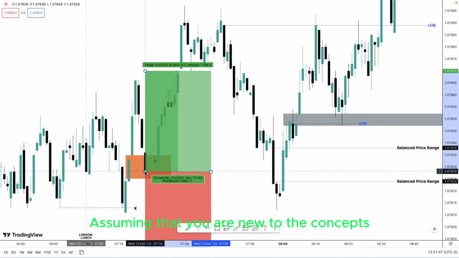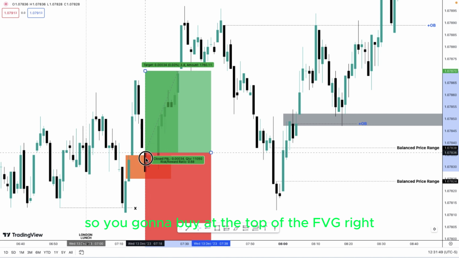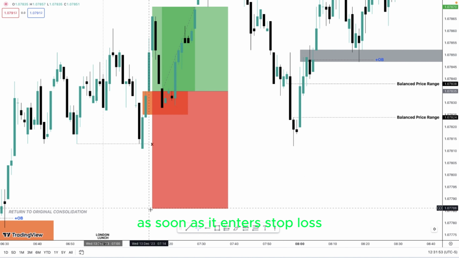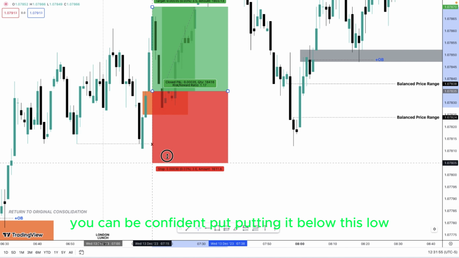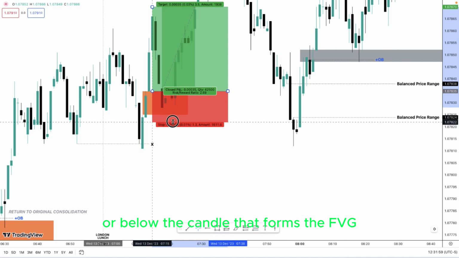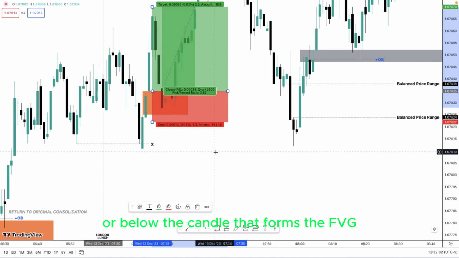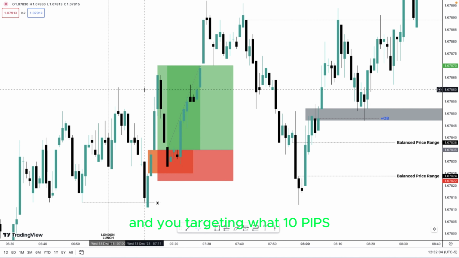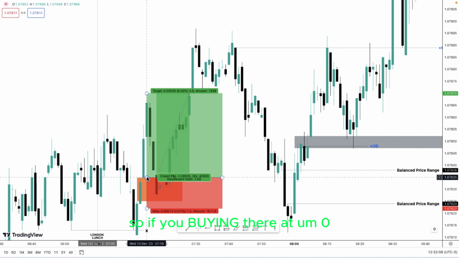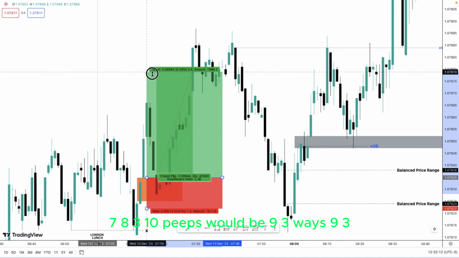Okay, assuming that you're new to this concept, you're going to buy at the top of the fair value gap, right? As soon as it enters. Stop loss, you can be confident putting it below this low, or below the candle that forms the fair value gap. Then you're targeting what? 10 pips. So if you're buying there at 0783, 10 pips would be 93. Where is 93?